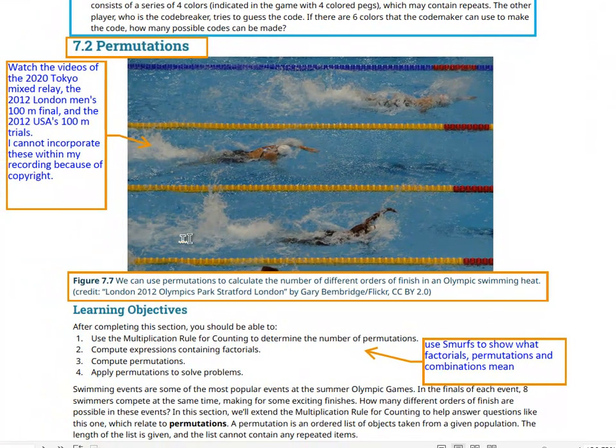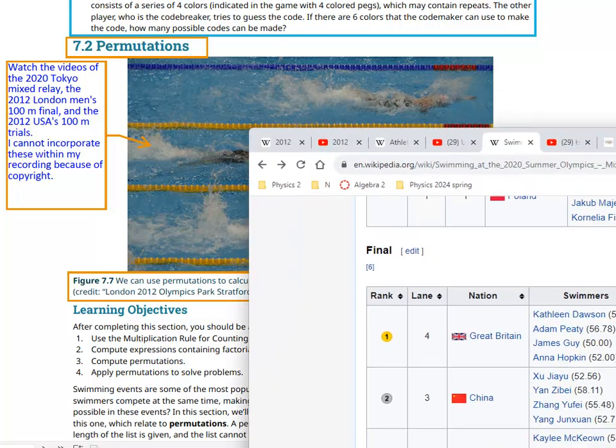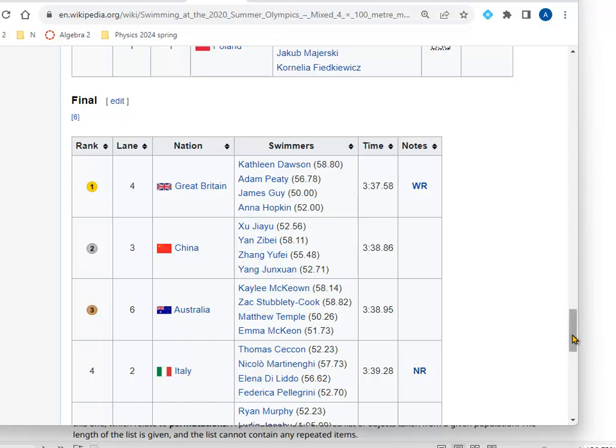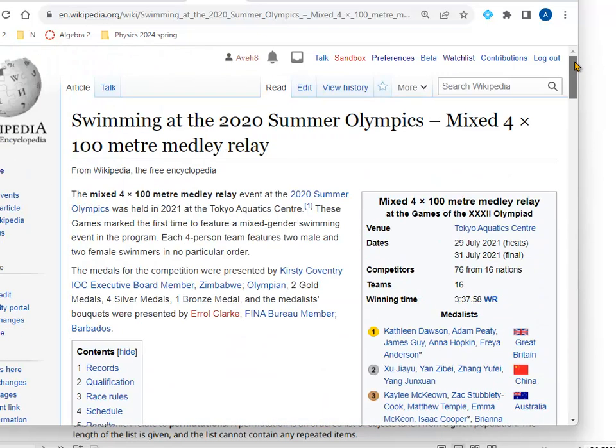picture here with the swimming. And what I said here in this box here, watch the videos at the Tokyo Mixed Relay and the London Men's 100-meter final, and then the tryouts for the same Olympics, actually. And again, I'm not allowed to share any one of those videos because of copyright issues. So I'm just going to show you these tables here.